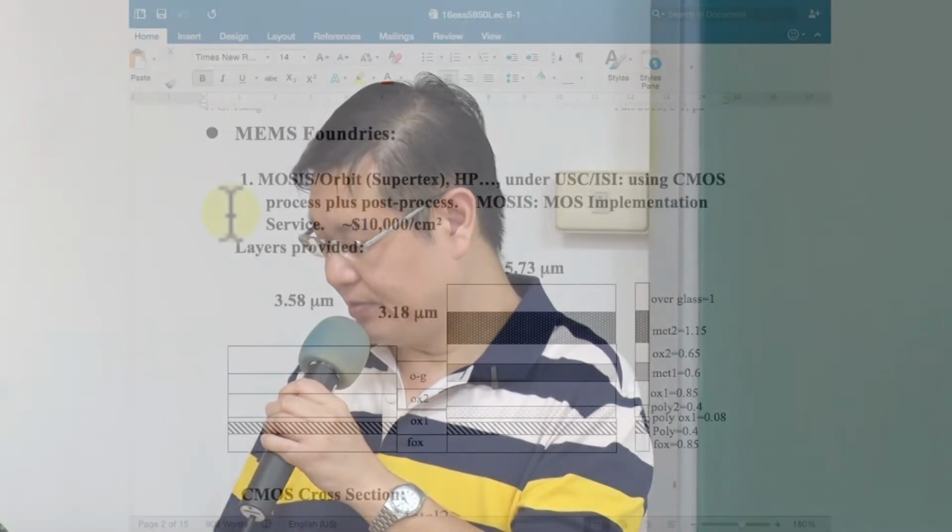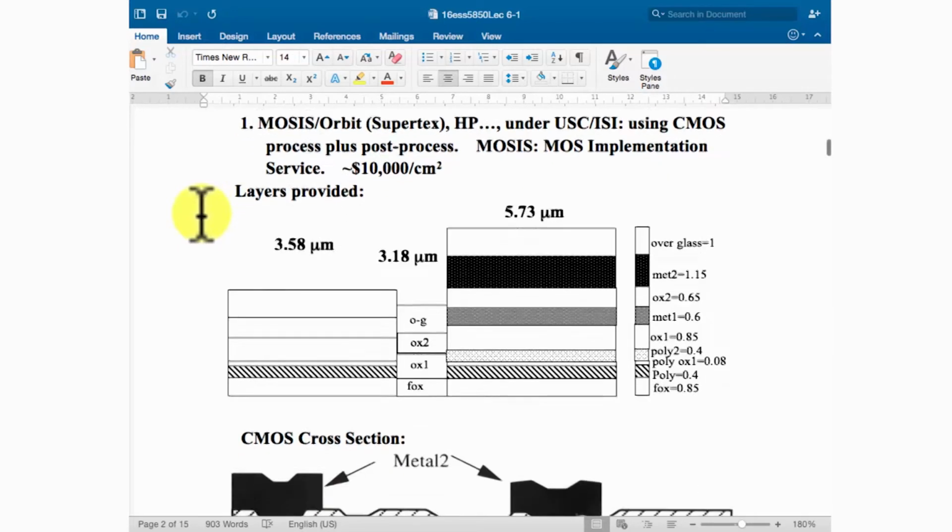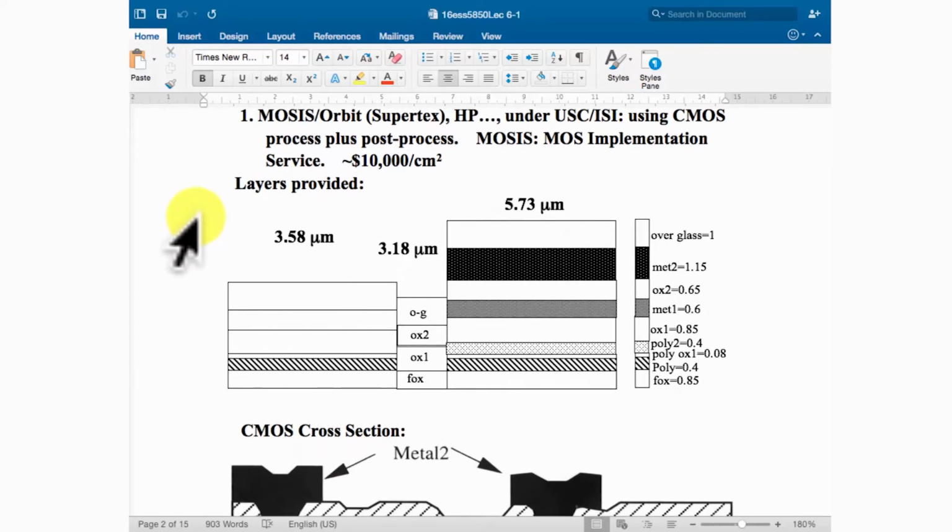So usually for the MEMS foundries, we will design the area sizes around a millimeter. For millimeter size, it should only cost a couple thousand US dollars. That's affordable for everybody. But for MEMS devices, sometimes you need a larger area because you have devices much larger than IC, so it's costly.